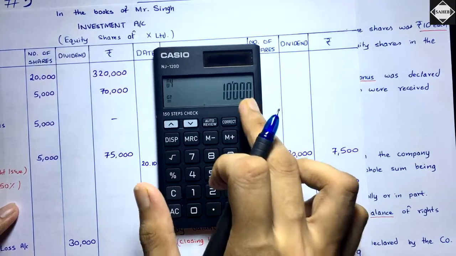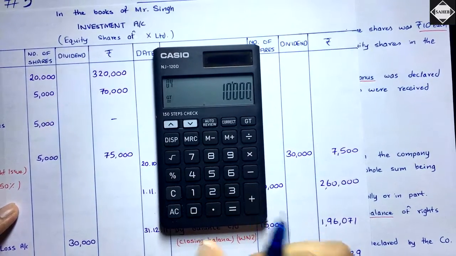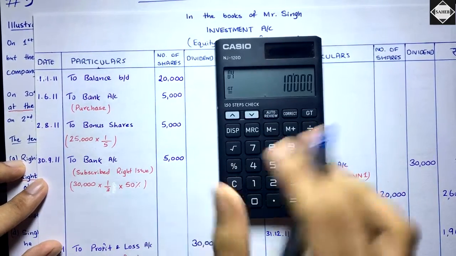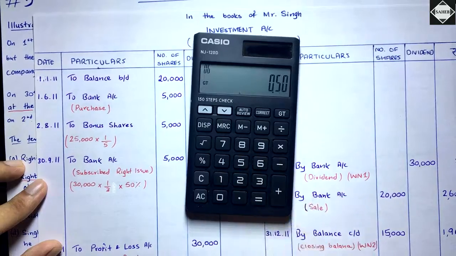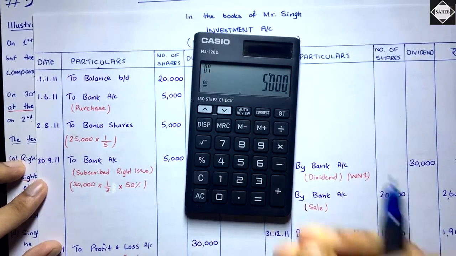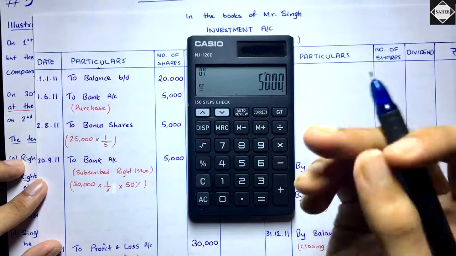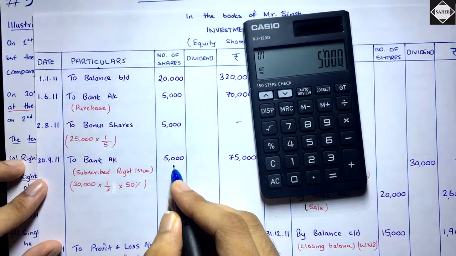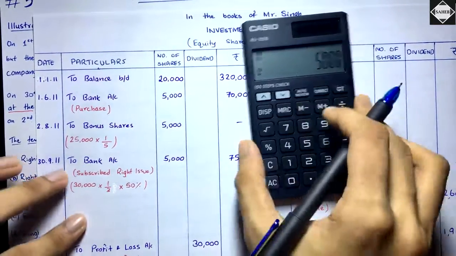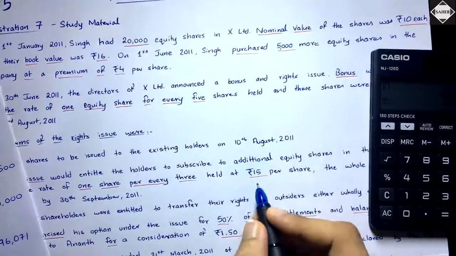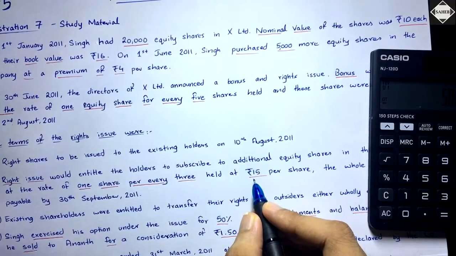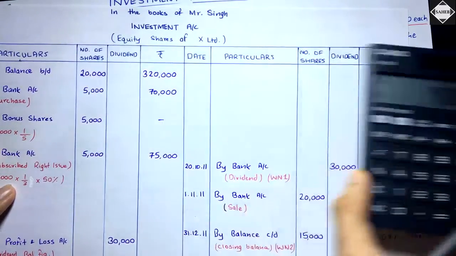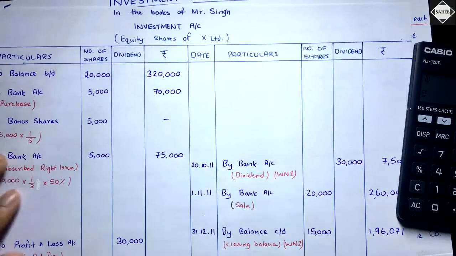But did we subscribe to all 10,000 shares? No, we didn't. Mr. Singh subscribed only 50% of the shares, so you have to take only 50%. Into 0.50, that's equal to 5,000. These are the number of shares that have been taken up or subscribed by Mr. Singh. Is that clear? So the number of shares would be 5,000, but there is also a price. What was the right price? The right price was rupees 15 per share, so into rupees 15, that's equal to 75,000. So that would come over here. Is that clear? Is that simple?